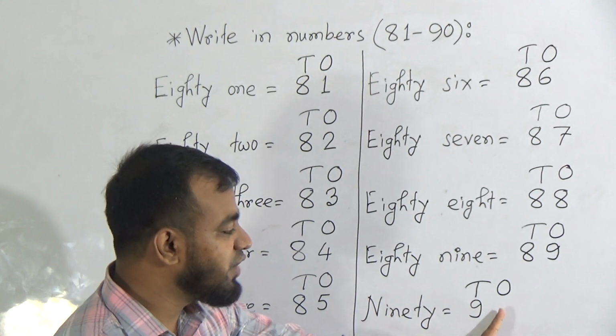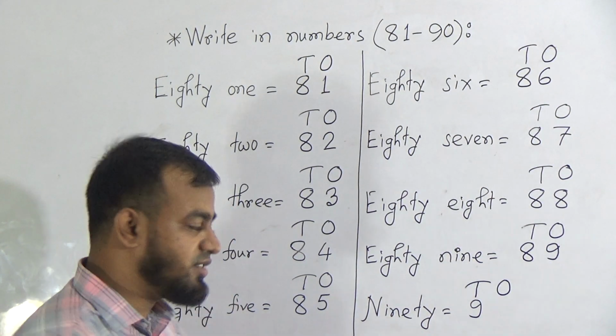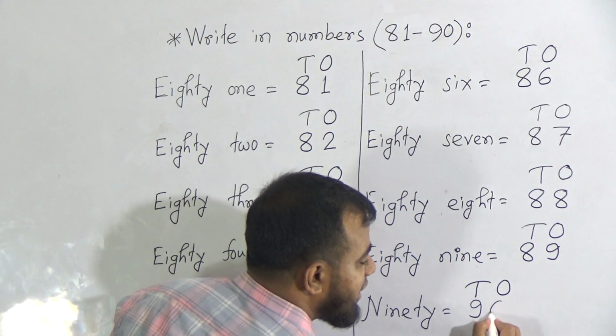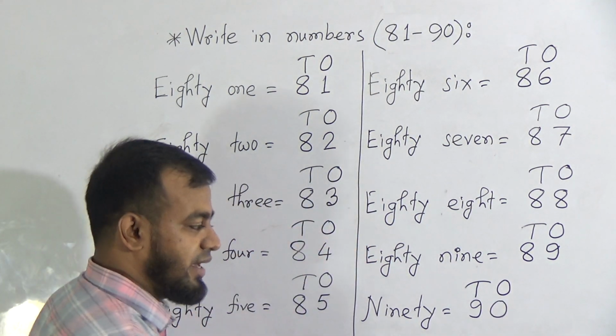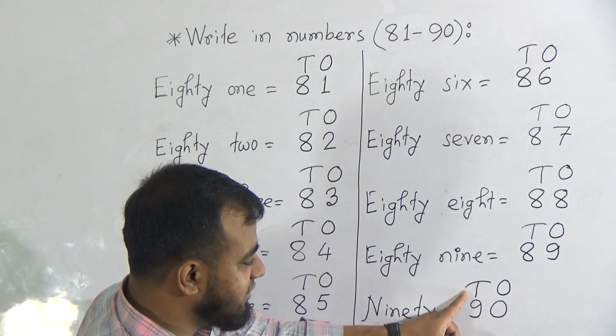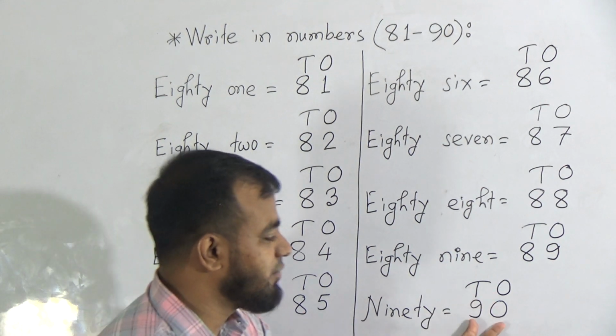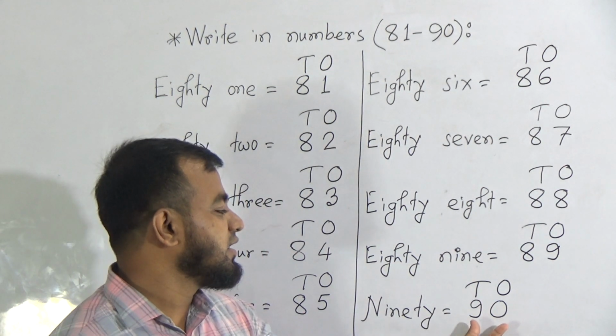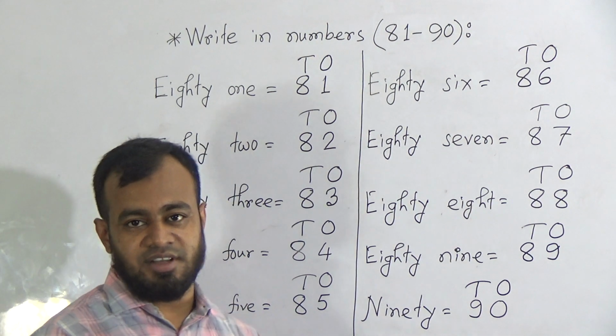That means we should fill up the ones place with the digit 0. So 0 will be here, and this makes 90. 9 tens and 0 ones makes the number 90. You can see directly that 9 and 0 makes the number 90.